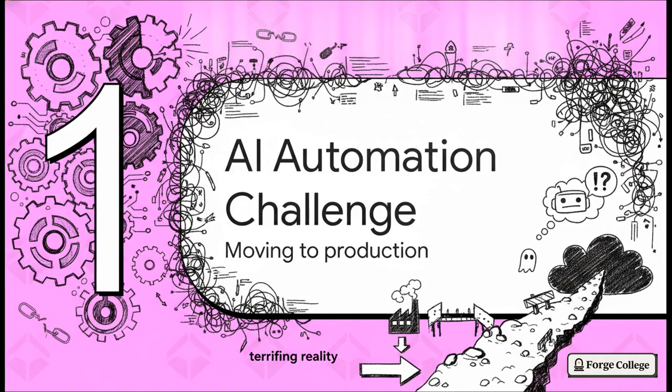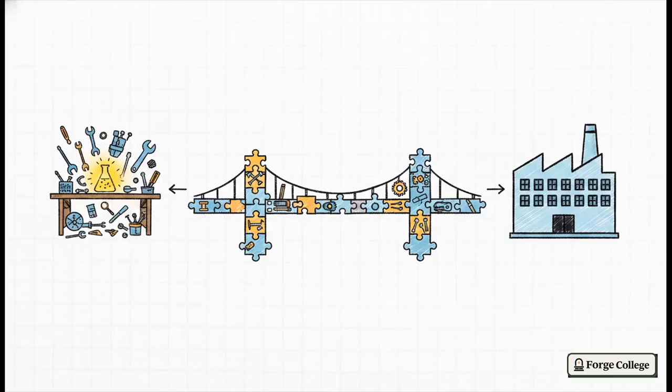Section 1. The AI Automation Challenge. Moving to production. As a lot of developers find out the hard way, taking a fun, hacked-together AI prototype and moving it into a real-world production environment can be, well, a pretty terrifying reality. The main goal here is closing the gap between a working prototype and a reproducible engineering pattern.